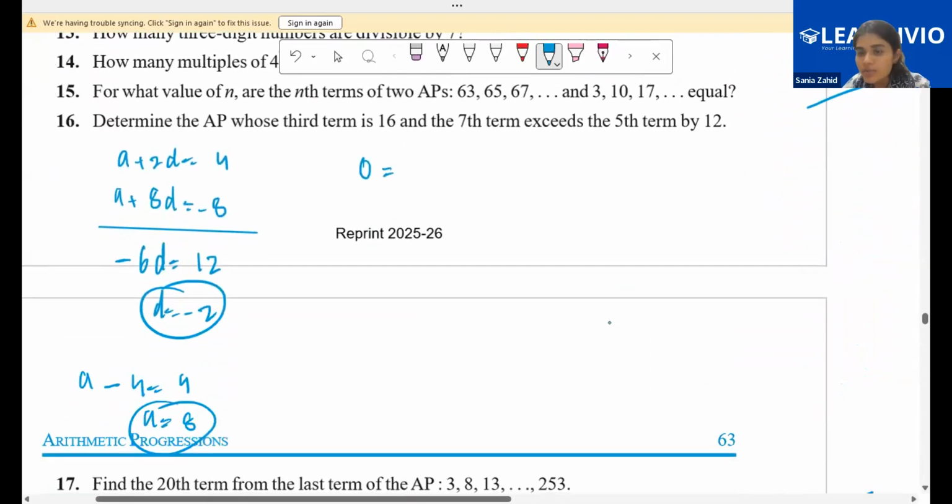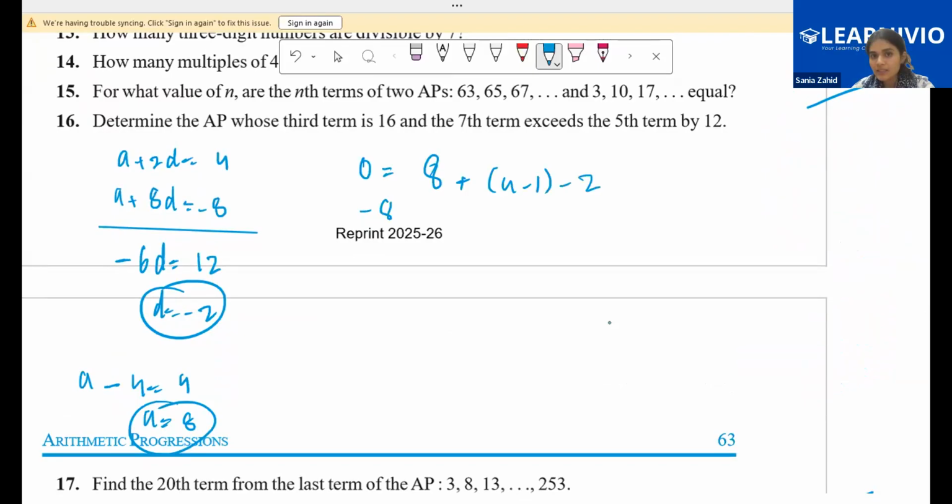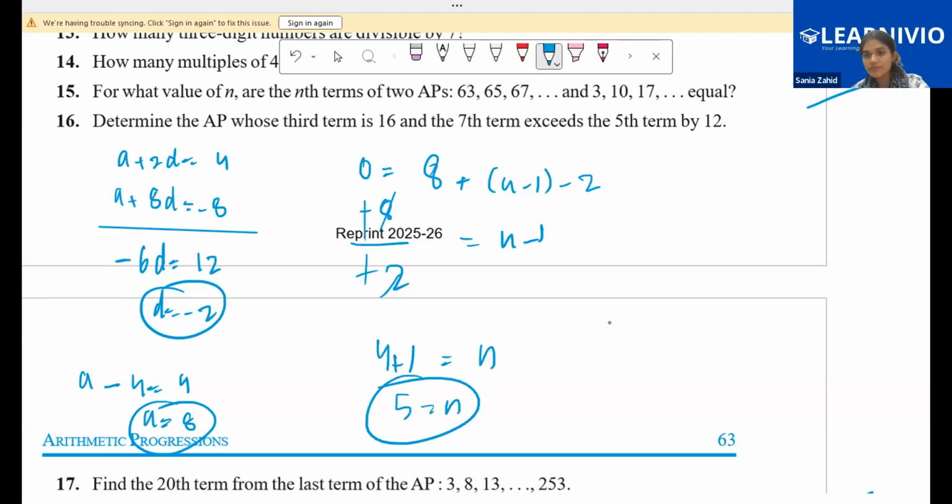How about the first term is 0? The first term is 8. So 8 plus n minus 1 times d, which is minus 2, equals 0. So minus 8 divided by minus 2 is n minus 1. 4 plus 1 is n. So n is 5. Fifth term should be 0.